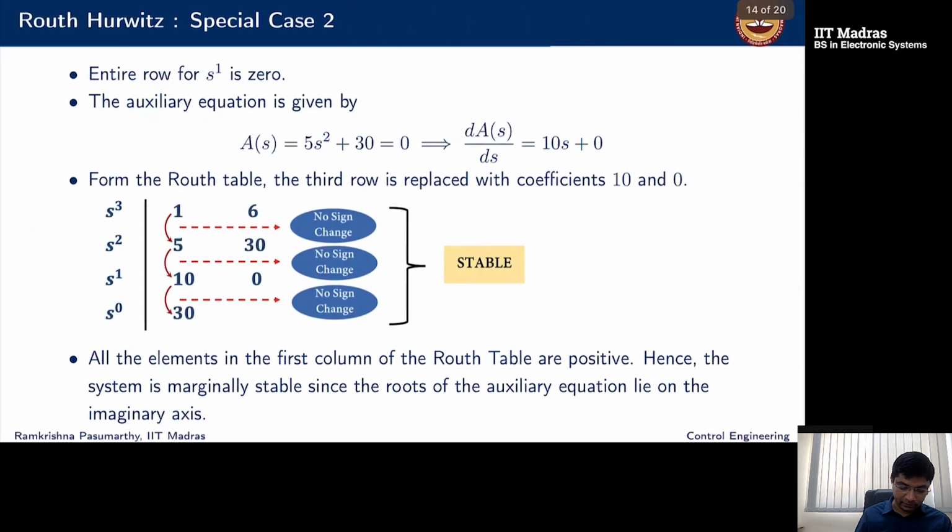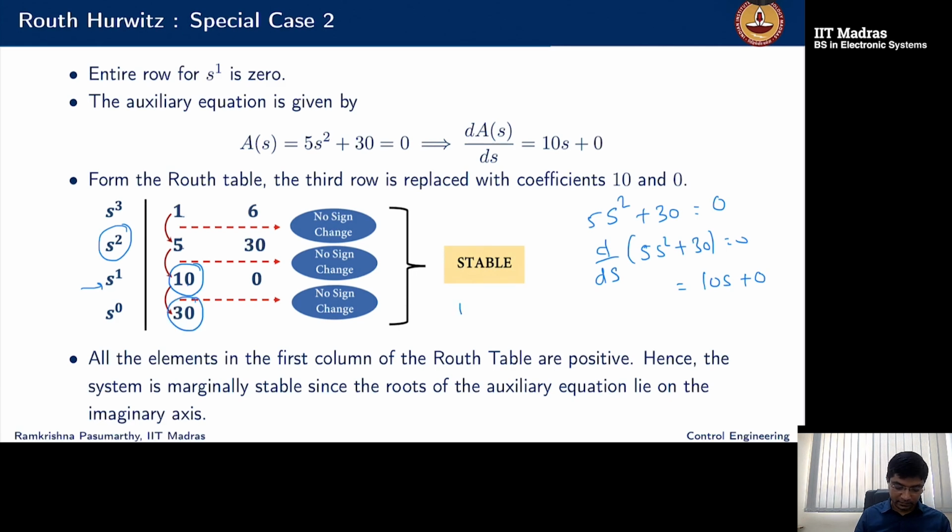Okay, let's actually learn what we are doing now. So I have a 0 and a 0 in the s power 1 row. So I just look at what is just above. Just above is a polynomial in s square. So I have 5s square plus 30 equal to 0. I differentiate this with respect to s. So this is equal to 10s plus 0. So I write a number 10 here, and then I compute the remaining entries. So this is 1, 5, 10, and 30.